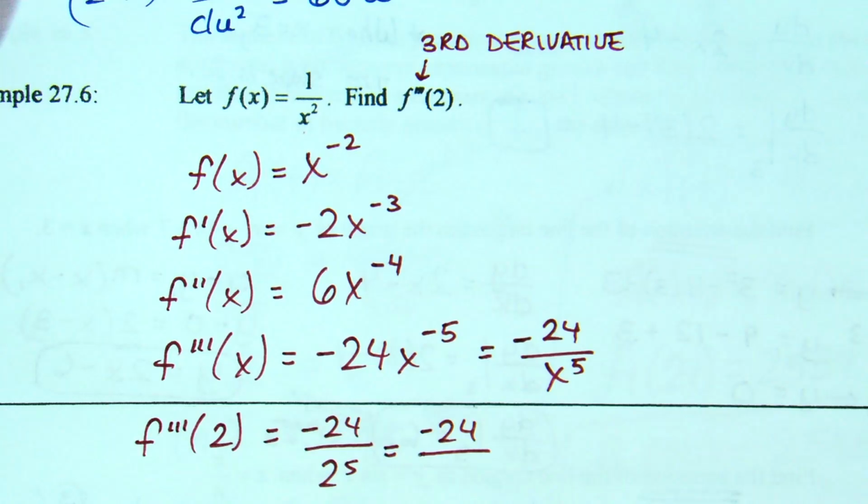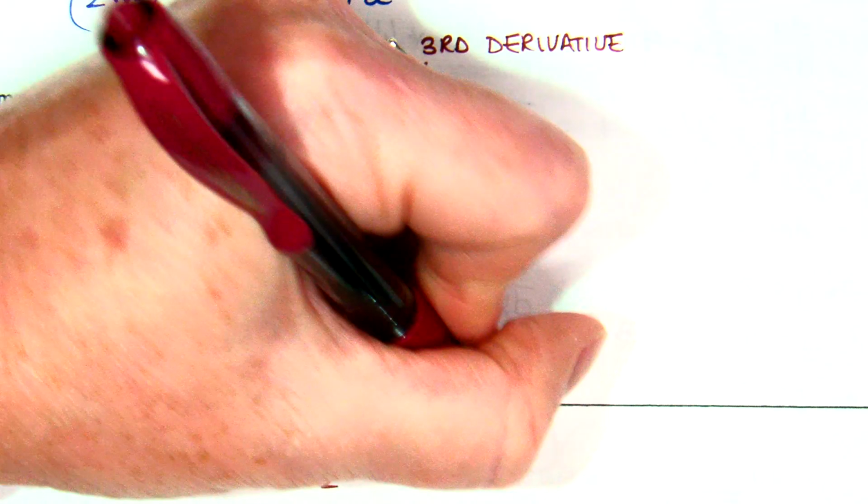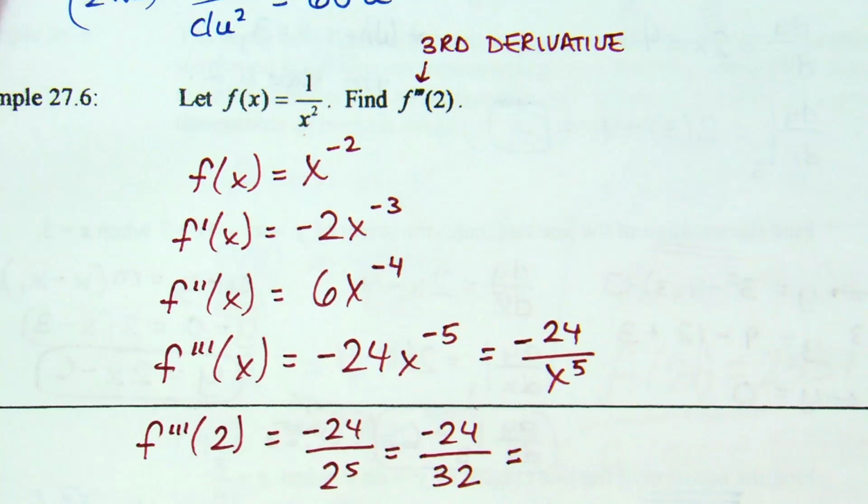Nope. Whoa. That'd be 2 to the ninth. So what is 2 to the fifth? Yep, there we go. 32. No, 16 times 16 is 256. Okay. Anyways, negative 24 over 32 then reduces to negative 3/4.